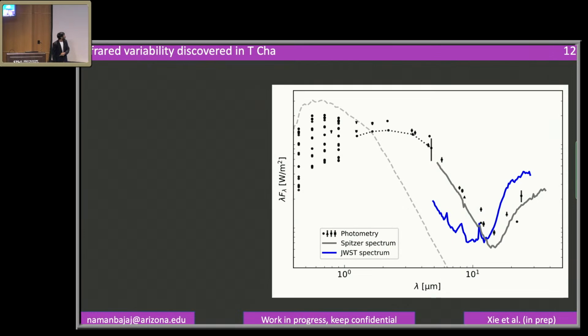Another thing that we observe in Teacher is the infrared variability that we were not expecting. So in gray here is the Spitzer spectrum taken 17 years ago, and in blue is the JWST spectrum, and we see this kind of a seesaw infrared variability. Teacher has been known to show very large optical variability, and Chenny Shi at University of Arizona is trying to understand what this variability tells us about the disk and what is causing this.